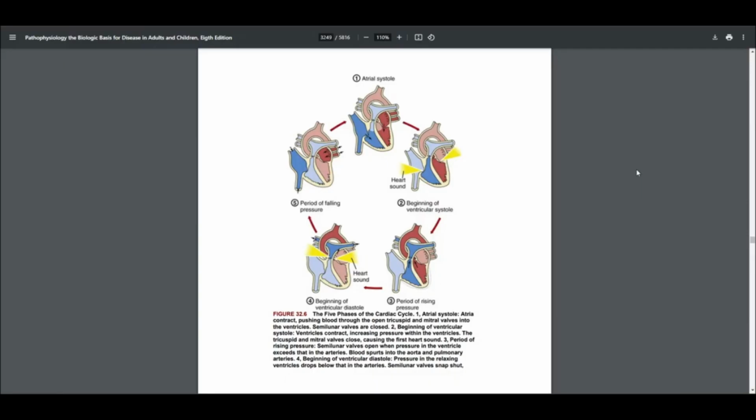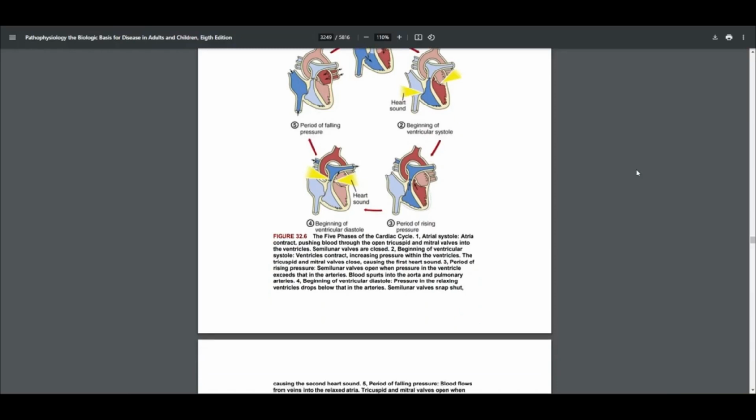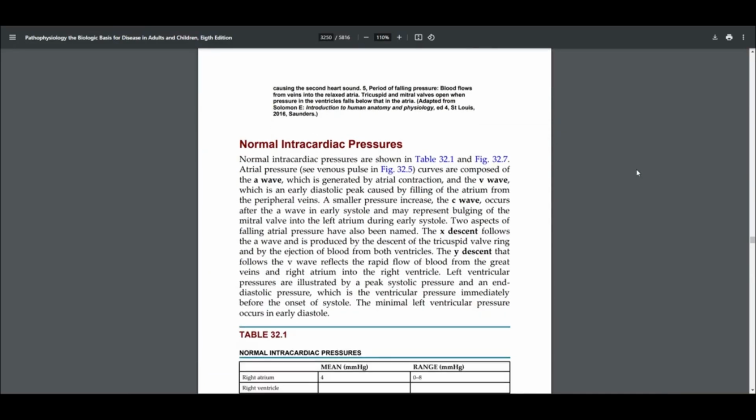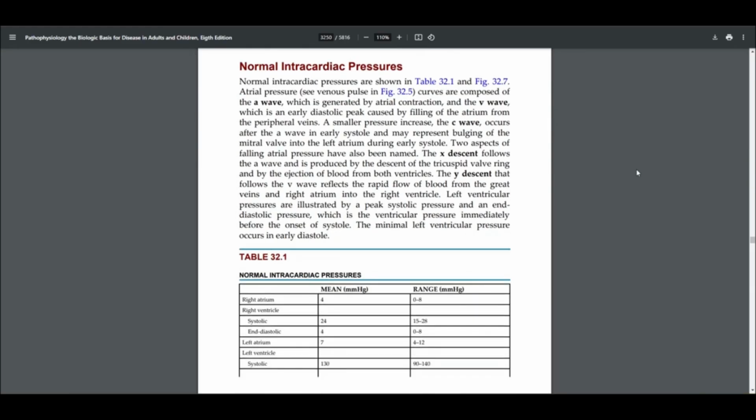Into the atriums, and the flow begins again. So then we can talk about normal intracardiac pressures, the pressure within the heart. Normal intracardiac pressures are shown on table 32.1 and 32.7.